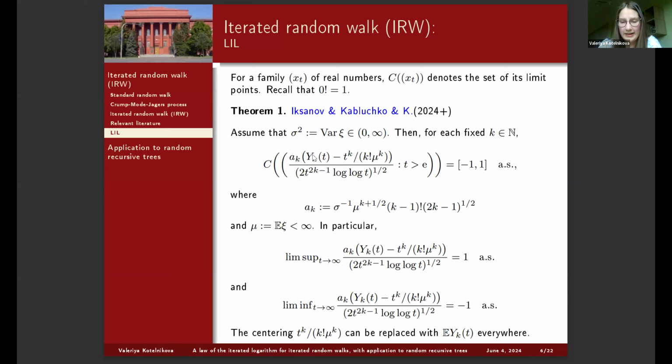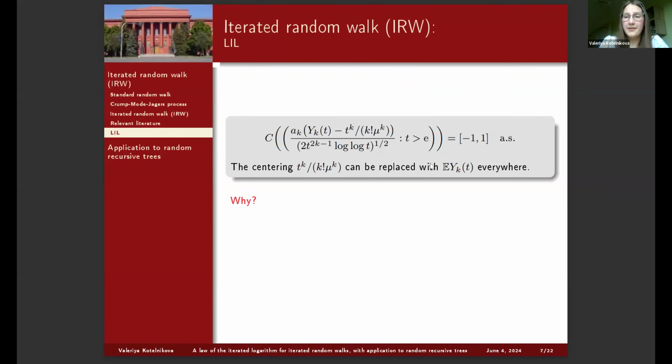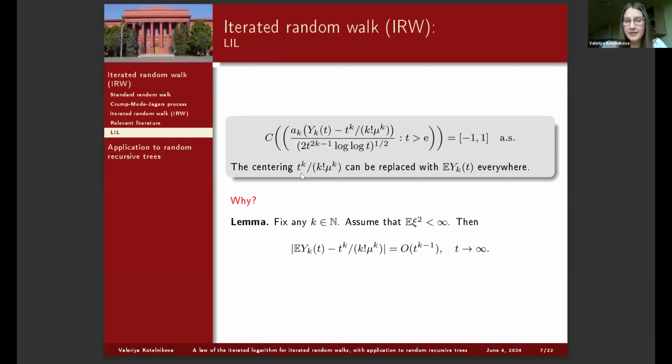Another important result, a remark, is that the centering here can be replaced with a more intuitive one, which is the mean of the process Y_k. Let me explain why. First of all, due to the aforementioned result from the paper by Iksanov, Rashytov and Samoilenko, the mean of Y_k is asymptotically equivalent at infinity to the centering which we have chosen. However, there was no result about the asymptotic behavior of the difference of those two functions. So in our paper we proved an auxiliary lemma showing that the difference is bounded by t to the power k minus 1. Since the denominator here grows faster than t to the power k minus 1, you can choose the centering you like. It's up to your taste.